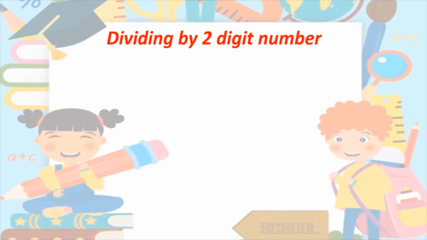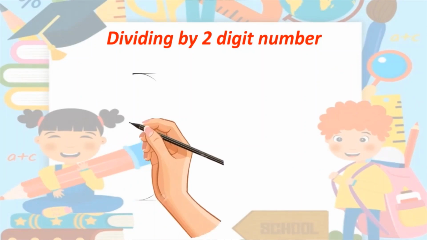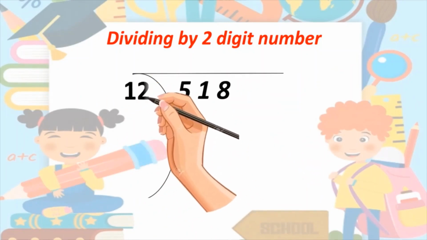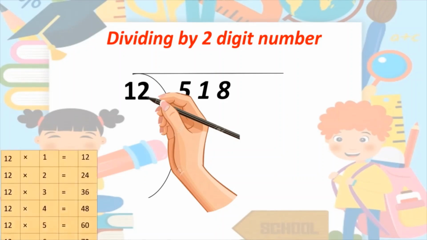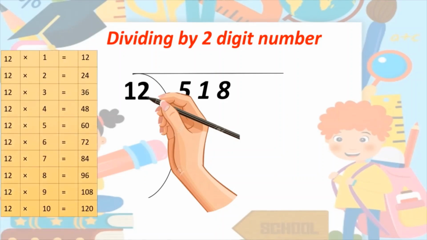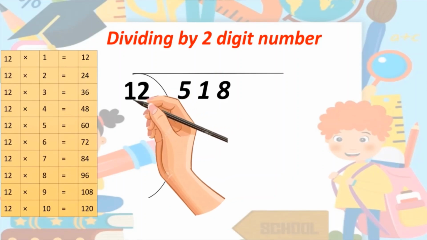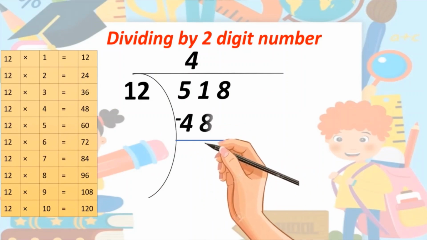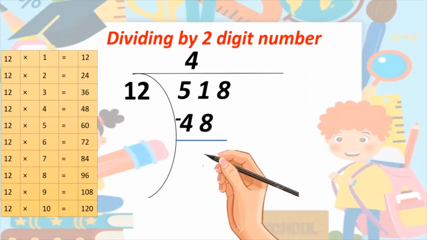Dividing by a 2-digit number. Let's take an example. 518 divided by 12. So when it is a 2-digit number, we will consider the 2 digits of the dividend. So the first 2 digits are 51. So let us look into the table of 12. We see 12 fours are 48. So we write down 48. When we subtract, the remainder we get is 3.